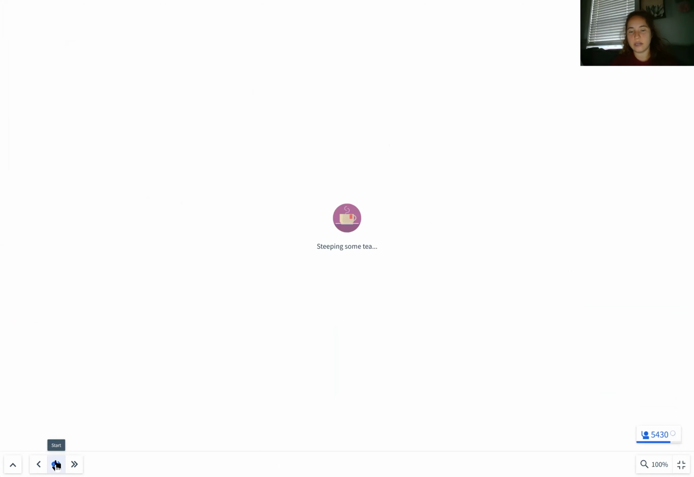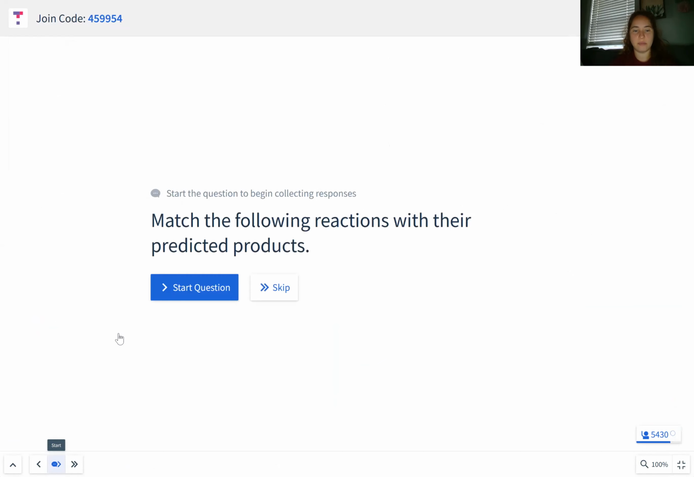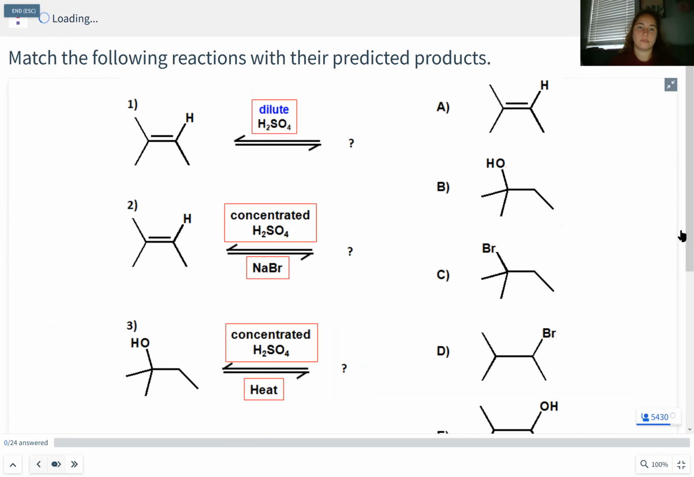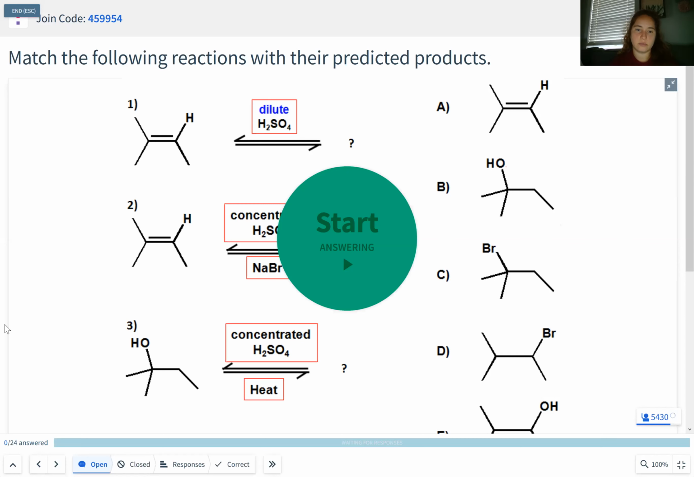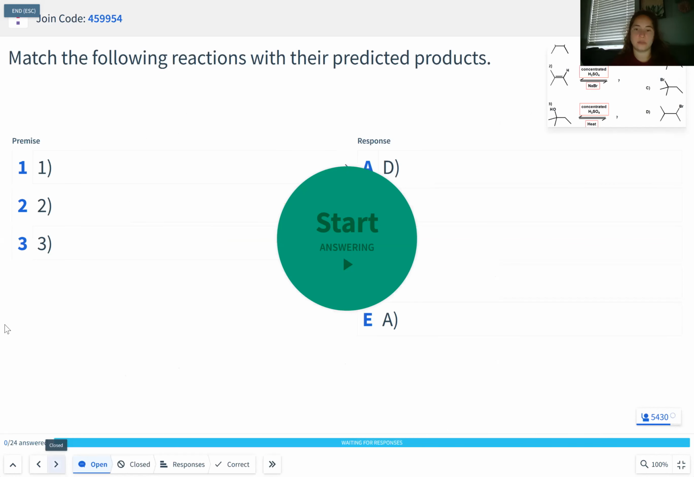I had planned on doing 6 questions. I'm thinking we're only going to do 3. It's taking too long. Okay, so on your screen, you can see the entire question in one image, right? It says match the following reactions with their predicted products. I believe the question is open.